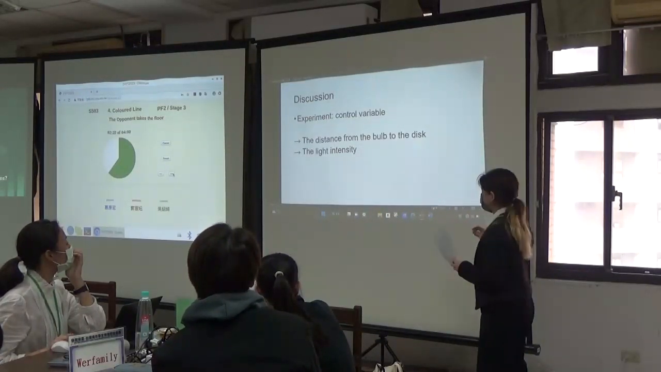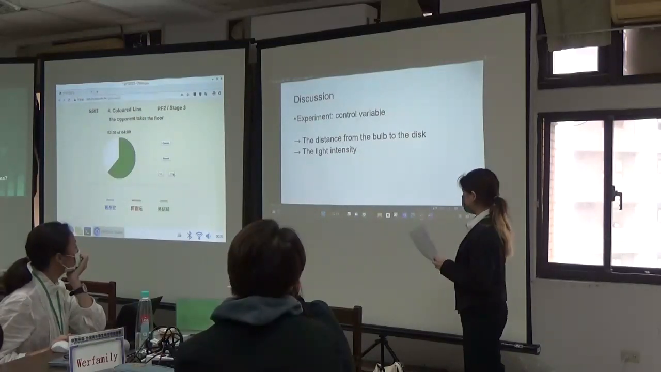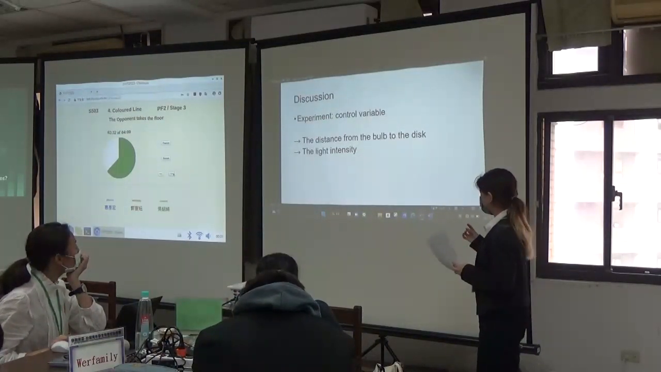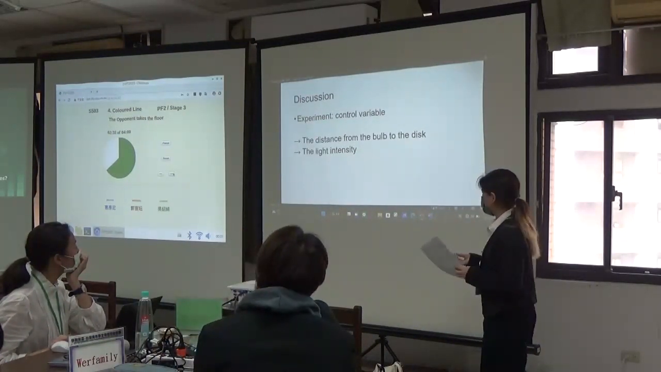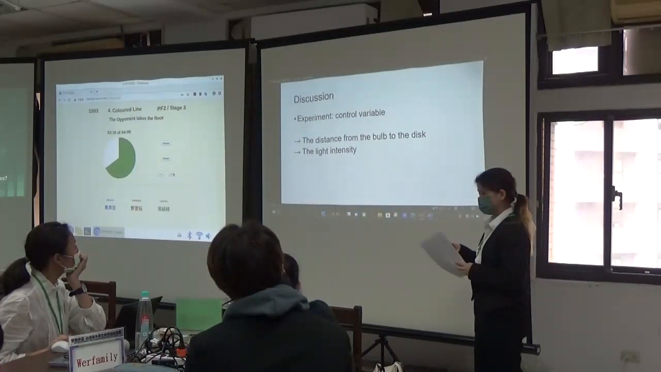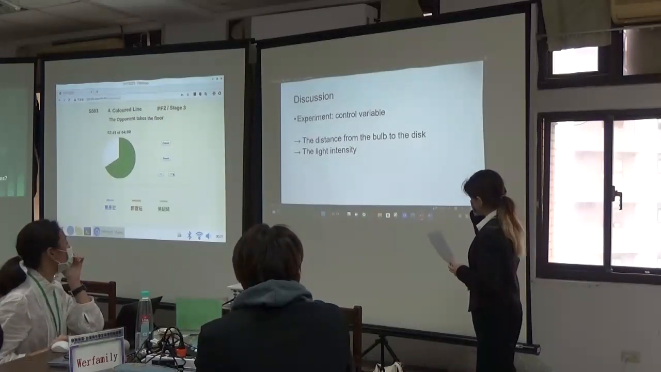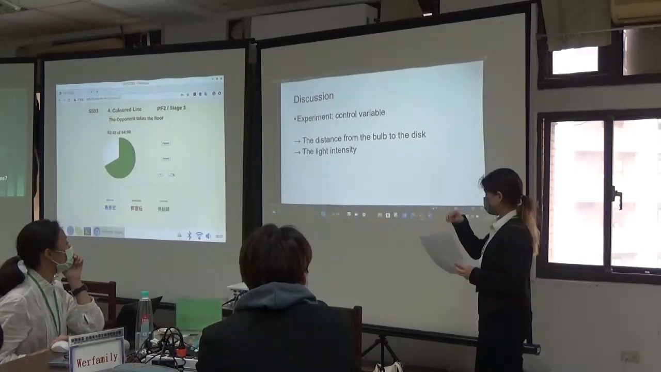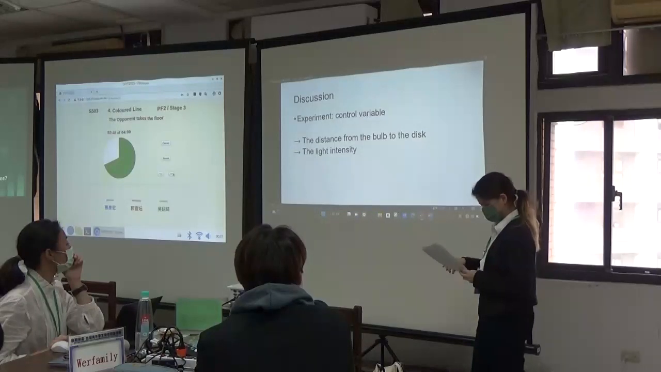I think there are some control variables in this experiment, like the distance from the bulb to the disc and the light intensity. We have to control them. And the distance from the camera to the disc is also important.